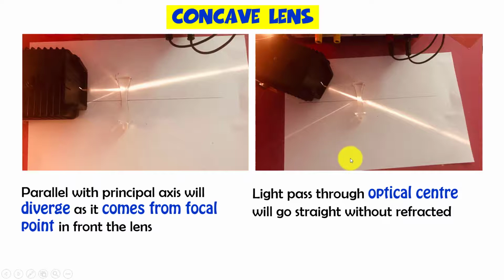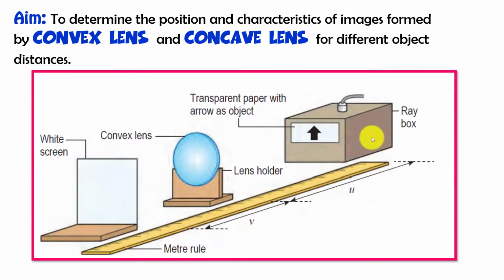Okay, the second one, we have a very hard time getting it. So I show you the third one. The third one is straightforward, one straight line. The ray passing through the optical center will go straight without being refracted. So this one is the third ray. So this one is one of the experiments.